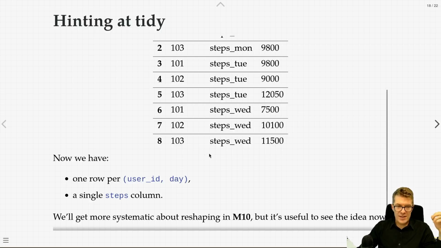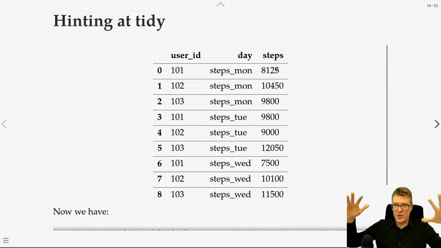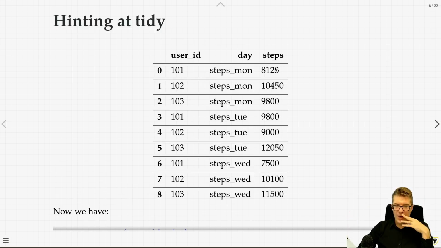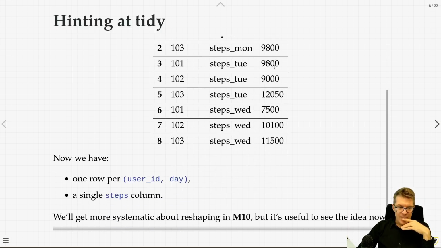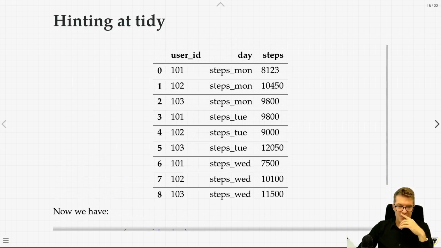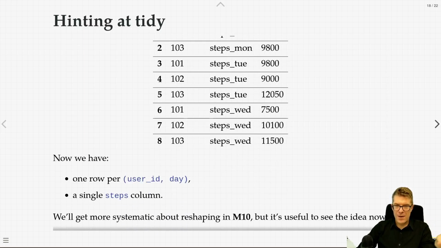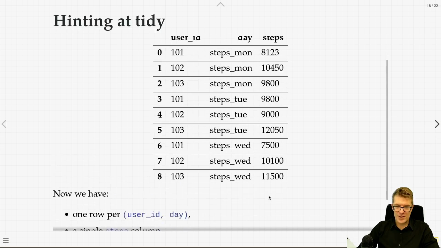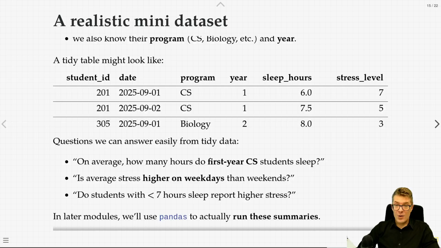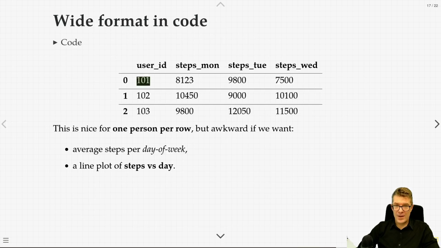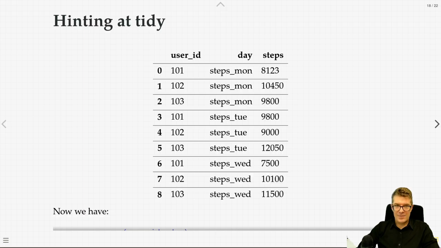We have a single steps column, so we don't have to have multiple columns with steps arrayed all over the place. And this will help us get all kinds of statistics out of the table much more directly. We're going to be more systematic about reshaping this table in Module 10, but it's useful just to see the comparison between the wide table here and the tidy table here.